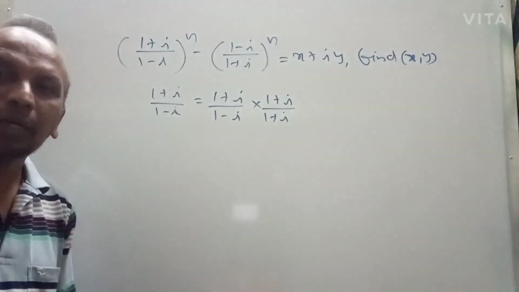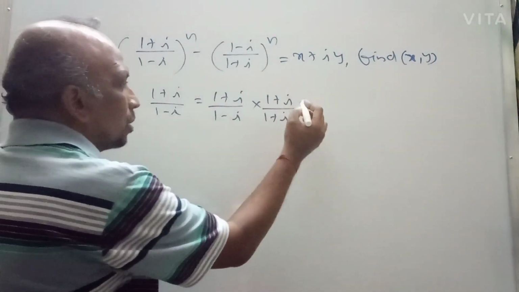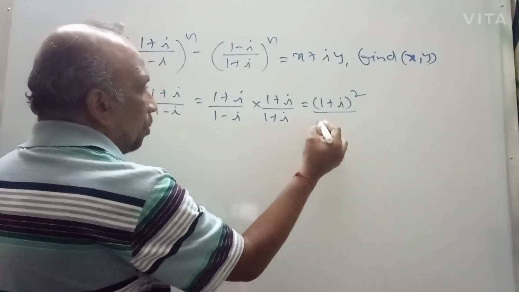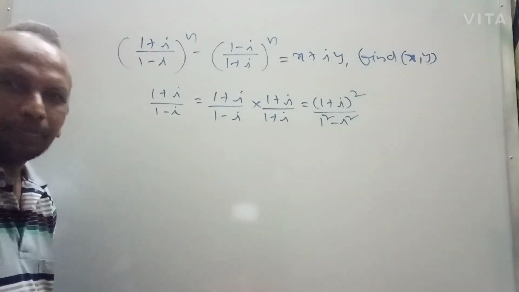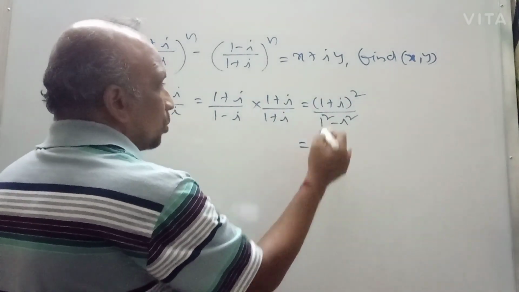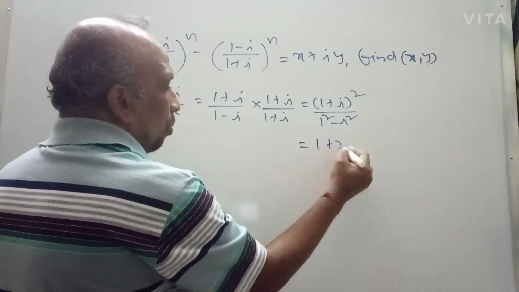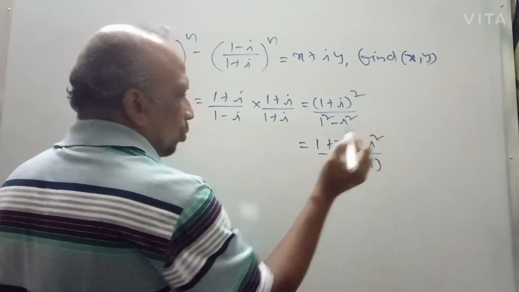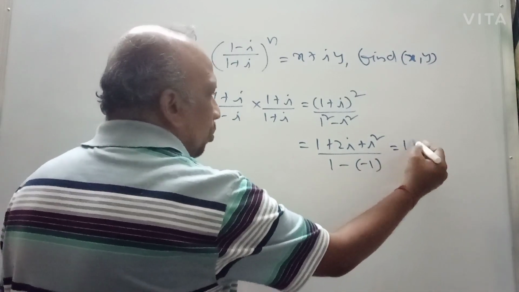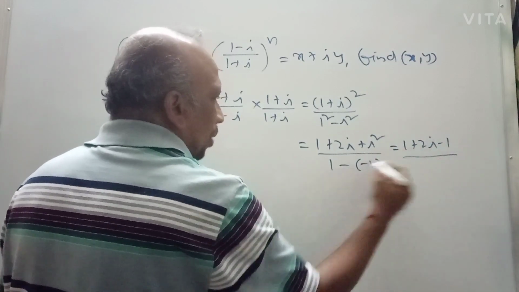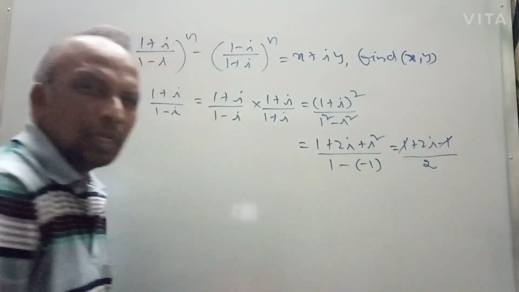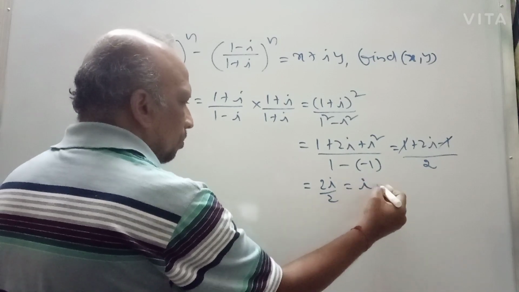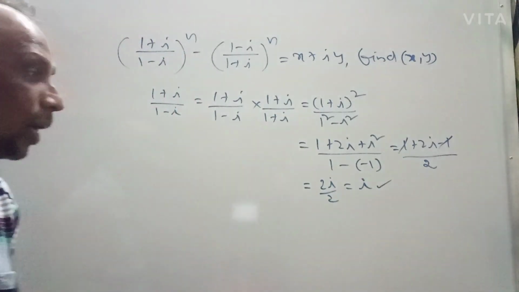Or take the rationalizing factor. Here it is (a plus b) whole square, so I can write (1 plus i) whole square by (a minus b)(a plus b), which is a square minus b square. Now you can expand this. (1 plus i) whole square is 1 plus 2i plus i square, by 1 minus i square. i square is minus 1, so you get 1 plus 2i minus 1 by 1 plus 1. The 1 and minus 1 get cancelled, so this value will be 2i by 2. It will be equal to i. Correct?